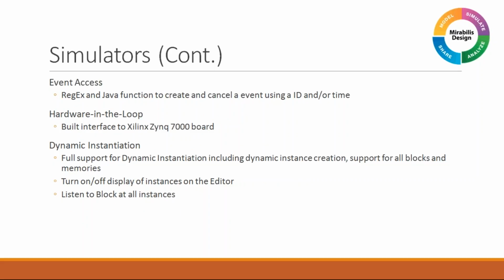And now we have a concept of dynamic instantiation. For example, if you have a particular block which must be instantiated 5 or 10 times, you don't have to redo the work again and again. You can model it in a dynamic instantiation block, and you can provide the number of instances as a parameter value. Then the simulator will automatically generate that many instances of that particular block.